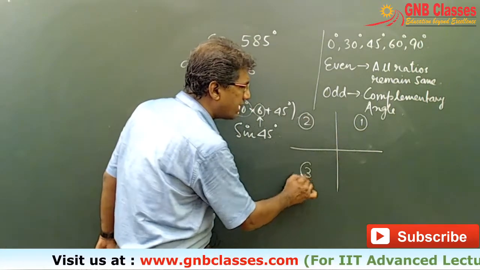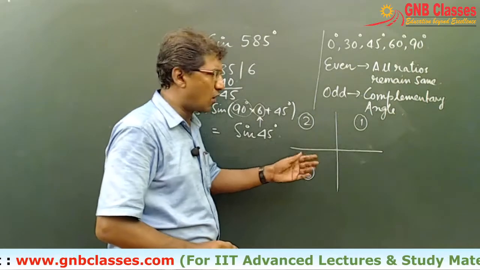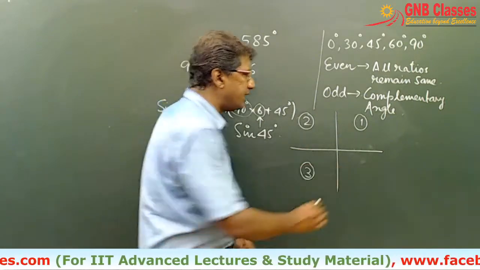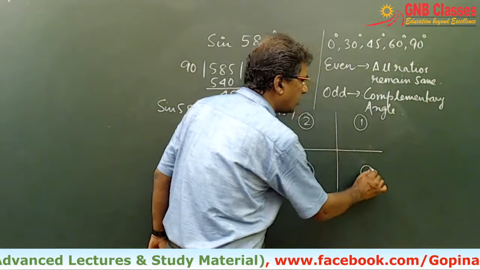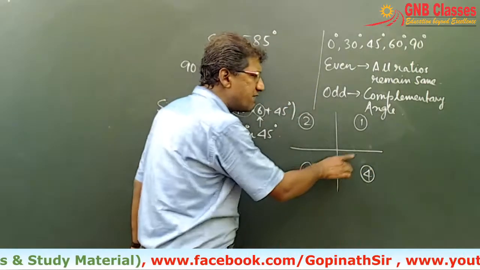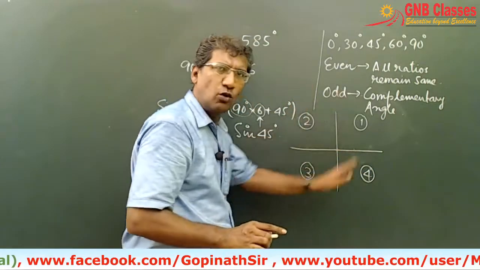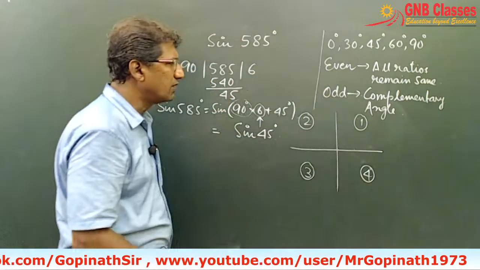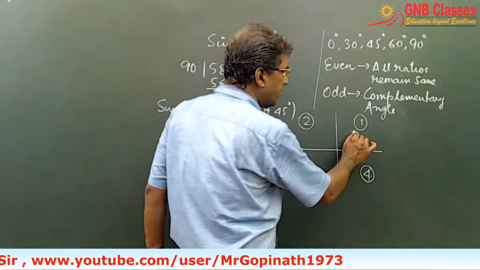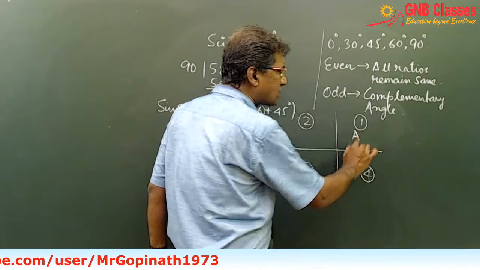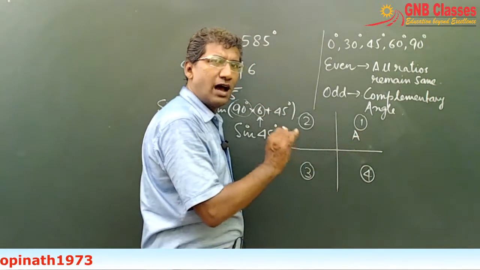In the third quadrant, your theta is lying from 180 to 270. And in the fourth quadrant, your theta is lying from 270 to 360. And this thing goes on. Is it clear? Now, one thing you must remember: in the first quadrant, all ratios are positive.